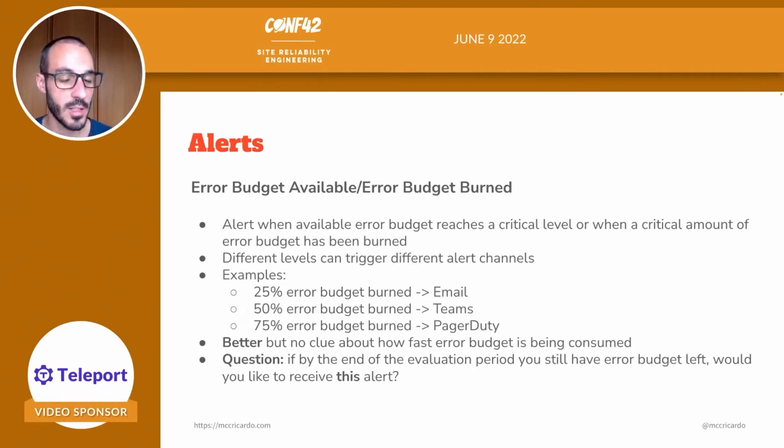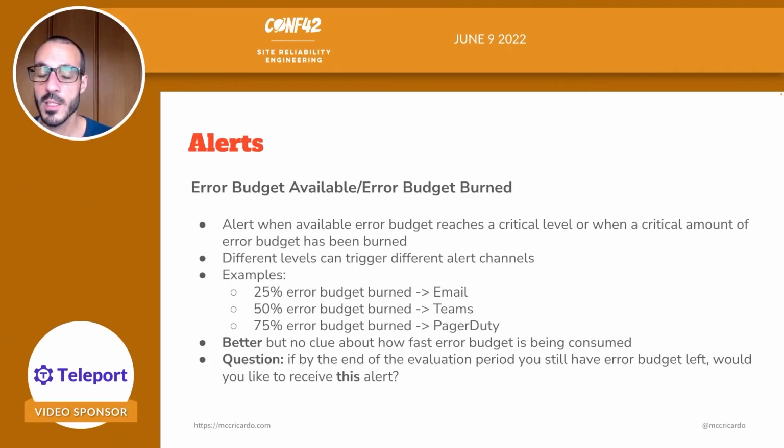This is better than the solution that we had before, but at this point we have no clue about how fast the error budget is being consumed. So a question can arise: if by the end of the evaluation period we would still have some error budget left, would I like to receive this alert, for example, on PagerDuty?